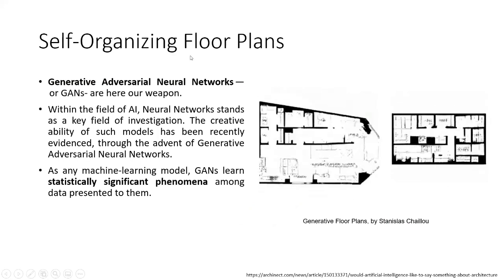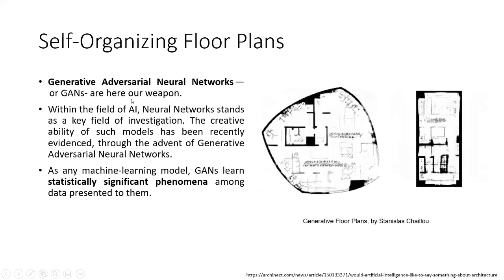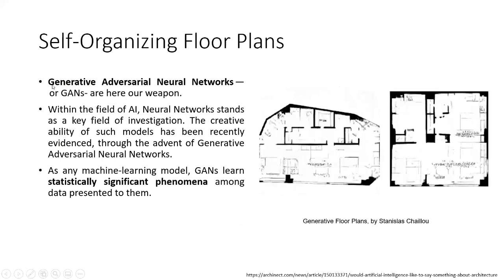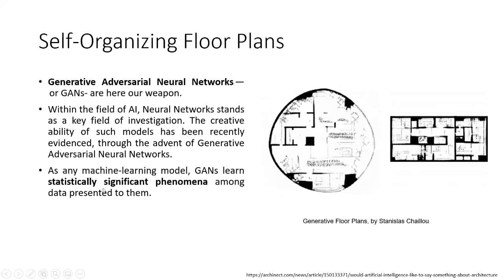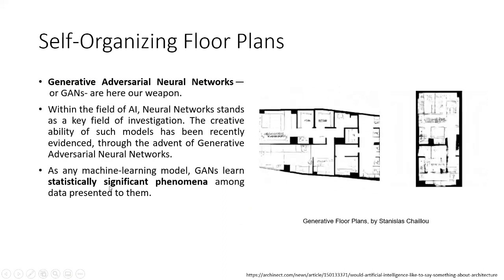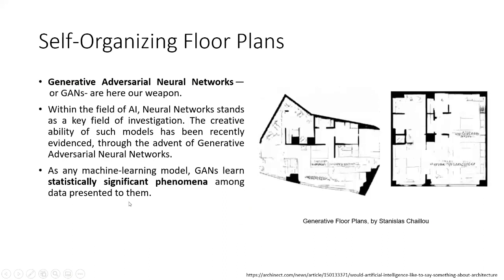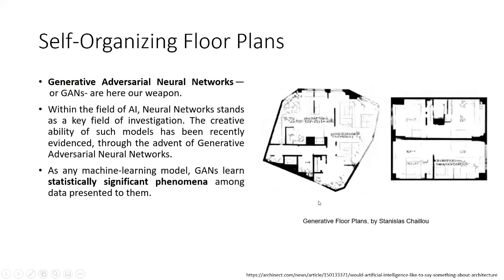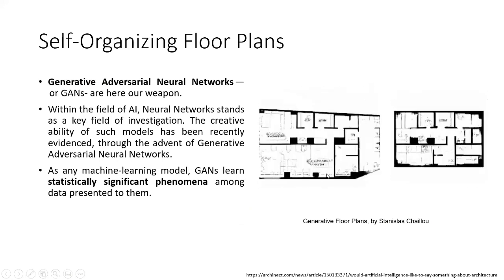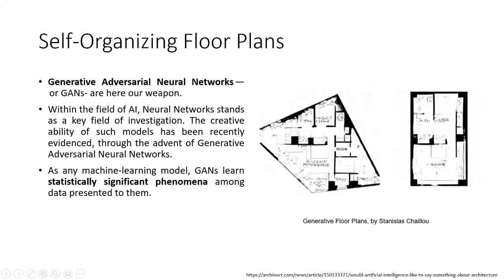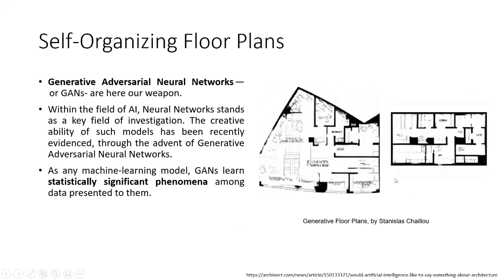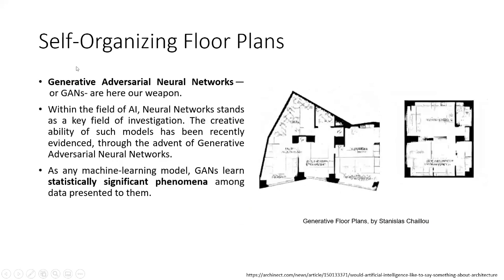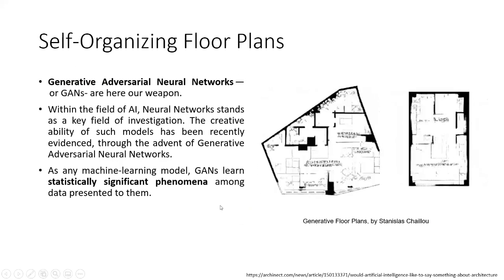Another application is self-organizing floor plans, which is with the use of generative adversarial neural networks, and it works on the statistically significant phenomena among the data presented to them. So the model learns with the plans provided to it, and it predicts the best layout possible for a particular requirement. So these types of plans are called self-organizing floor plans.